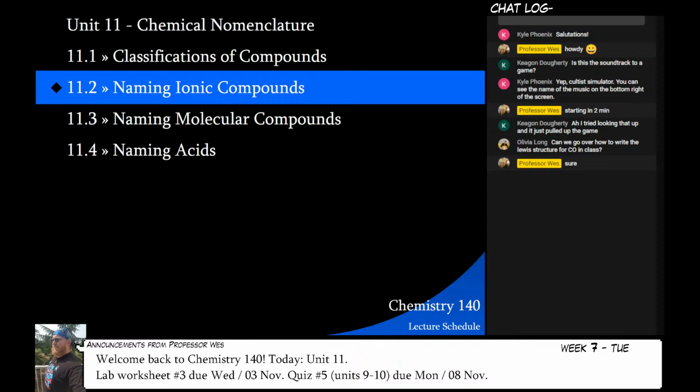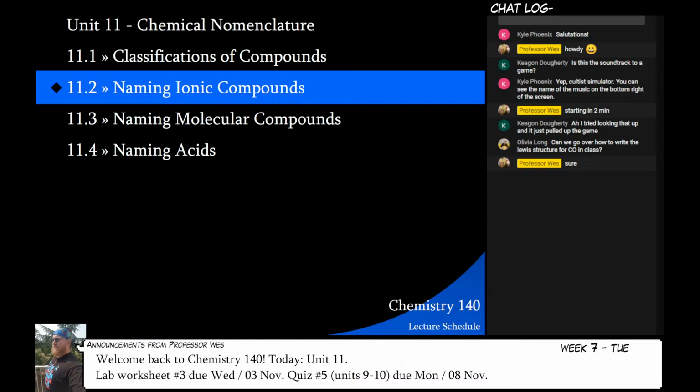So a student asked to go over how to write the Lewis structure for CO, and CO is a very weird one. It sort of breaks many of the rules. So that's a good little segue before we start naming stuff. But before I do that, I do want to talk about the agenda items.